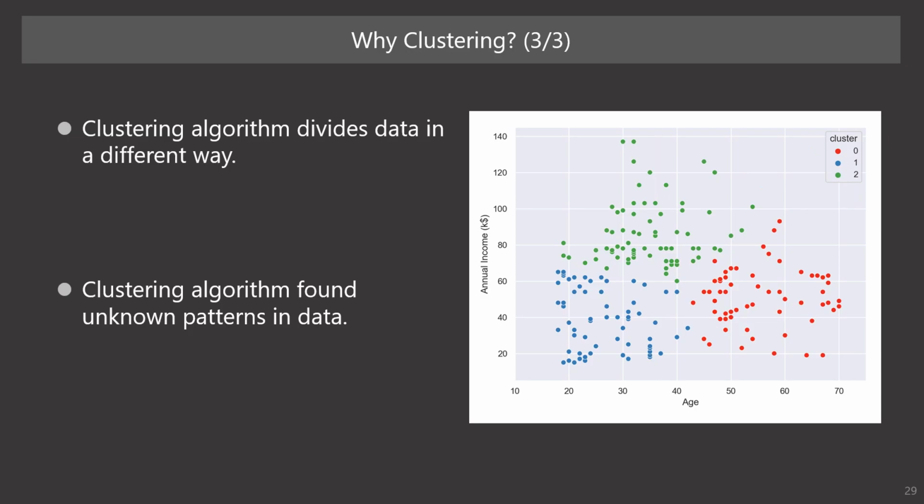If we apply a clustering algorithm to this data, it reveals three clusters, as shown in the scatter plot. In the previous slide, we divided the data into four groups, but the clustering algorithm identifies only three clusters. Besides, the boundaries between the clusters are not horizontal and vertical lines. So, the grouping criteria is different from what we supposed. That is, the clustering algorithm found some unknown patterns in data.